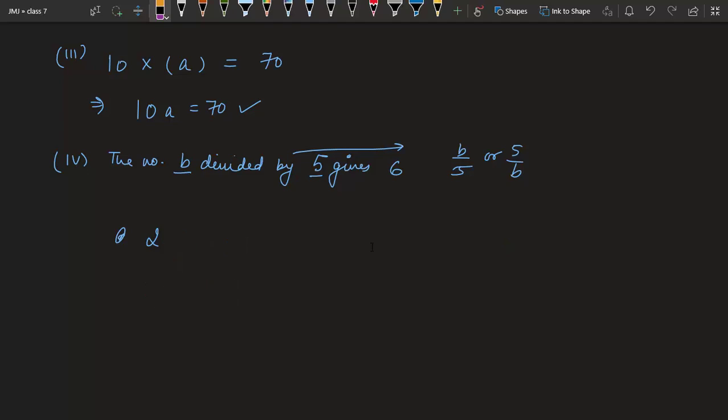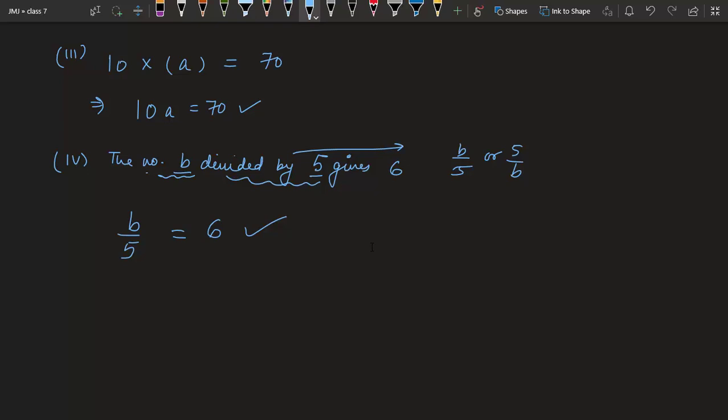So you have to keep in your mind these properties of commutativity that you have studied in the first chapter, integers. Now the number b, this number is divided by 5. So b upon 5 is equal to 6. This is the statement.